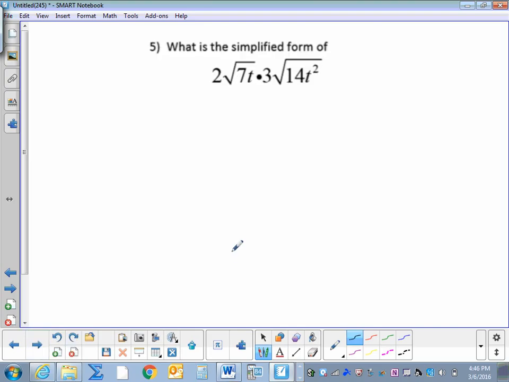All right, let's take it up a notch. What is the simplified form of 2 times the square root of 7t times 3 times the square root of 14t squared? So let's multiply what's on the outside, the 2 and the 3, we make that a 6. Then let's go under the radical and multiply the numbers. We have 7 times 14, which is 98. And then we have t and a t squared, so that makes t to the 3rd.